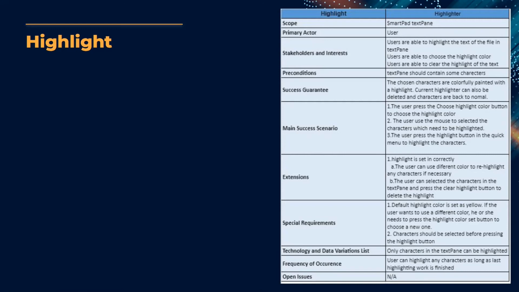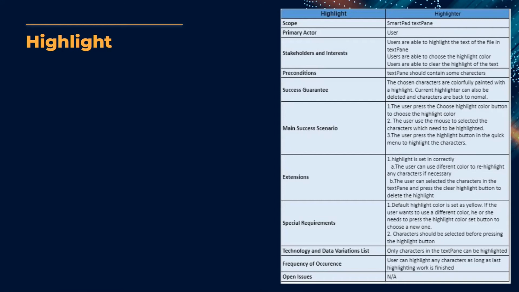For the main success scenario, first users choose the highlight color buttons to choose the highlight color. If the user just wants to use yellow, it's defaulted and preset. Second, users use the mouse to select the characters which need to be highlighted. And then users press the highlight button in the quick menu to highlight the characters.